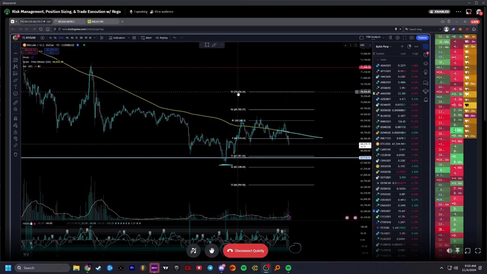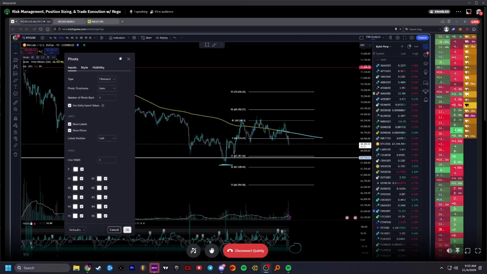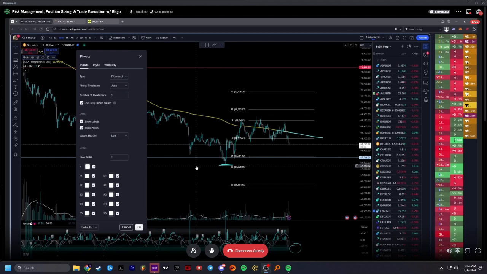For the pivot settings, it's very, very straightforward. I'll leave it on the screen here while people chat away and type away.